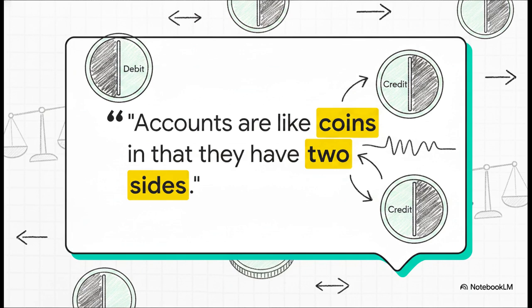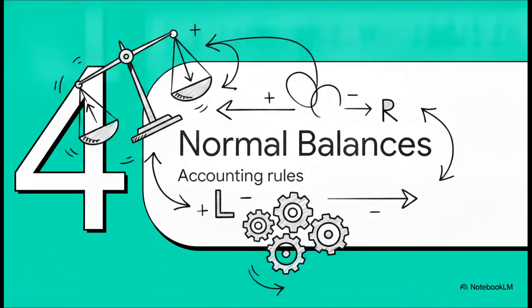A debit isn't inherently bad and a credit isn't inherently good. They're literally just the left and right sides of your accounting coin. So let's look at the grammar rules of our accounting language to see how these sides actually change the totals in our accounts. Section 4.